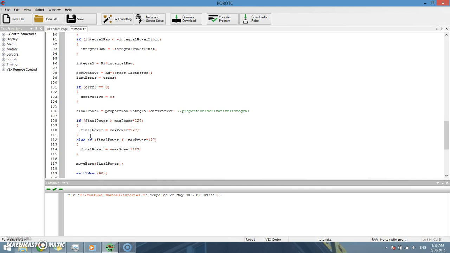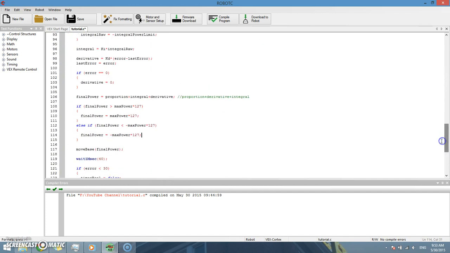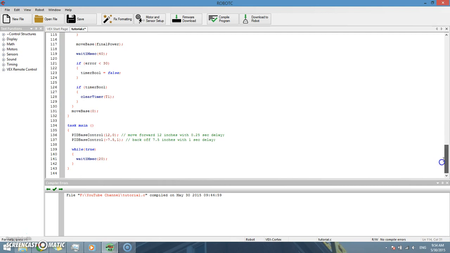Alright, so that's basically how to do a hard limiter. What we're saying is that if I put a 0.8 right here, and my final power is greater than 80% of 127, I'm just going to set it equal to 80% of 127, which you can just assume as 80% of the power, which is reasonable. If you want just 40% of the power, you just put 0.4 in the bracket. Alright, so that is how you do a hard limiter, and I'm actually going to do a demonstration below here.